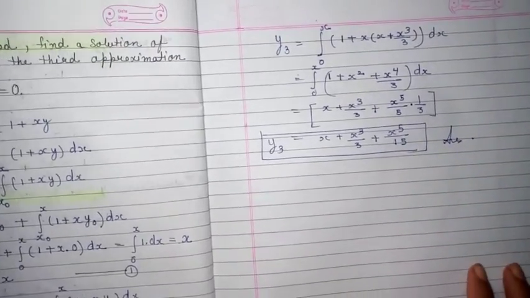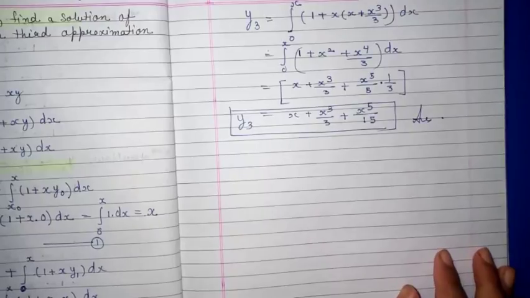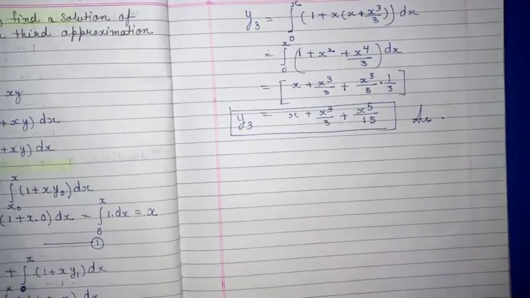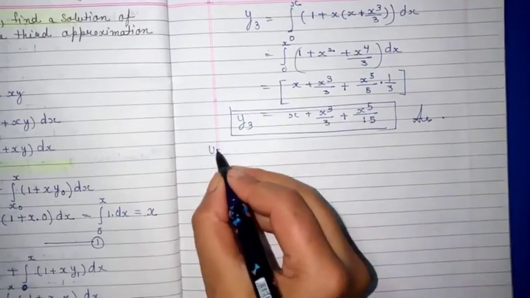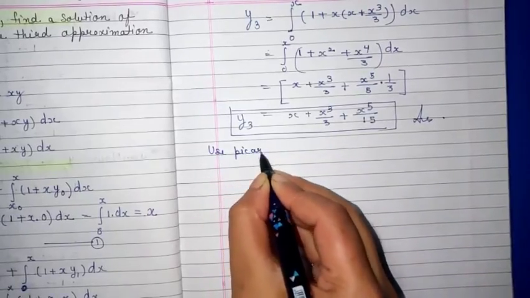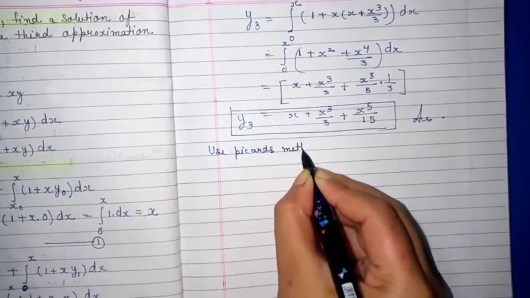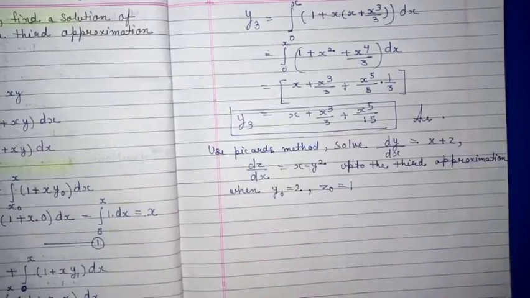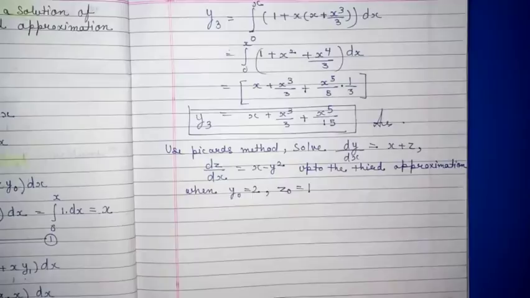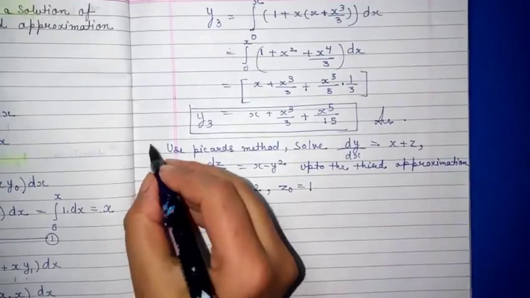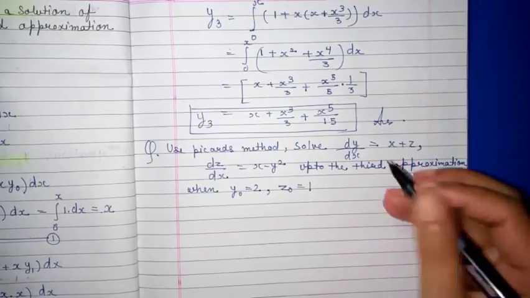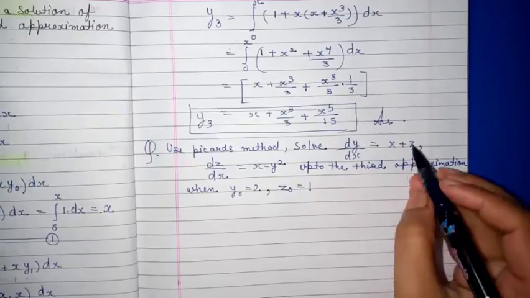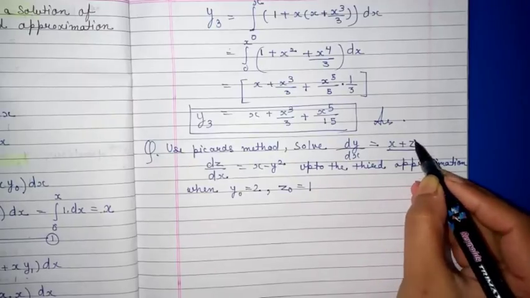So one more question is there. You have to solve this question. That question is, use Picard's method. So students, this is your question. In this question some different thing is given, that you have to use the Picard method to solve dy by dx equal to x plus z. Means we have to find the value of dy by dx, and given here is x plus z.